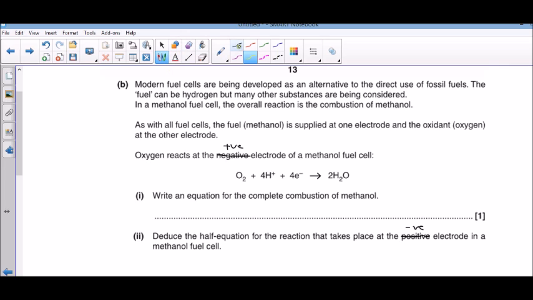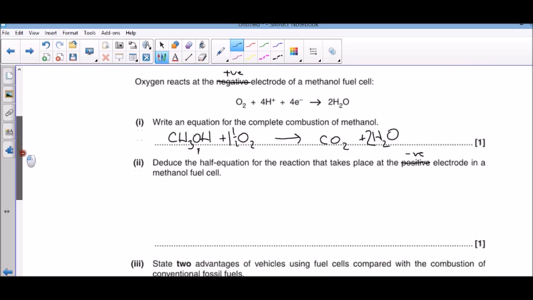So the first bit says write an equation for the complete combustion of methanol. So you'll have done lots of these combustion equations at AS level. There should be nothing new around this. And if it's complete, we're going to get CO2 and water, and then we just need to balance this, so we should end up with 2 lots of water, which would mean that we need 1.5 O2. Common mistake is to forget the oxygen that's here in the methanol.